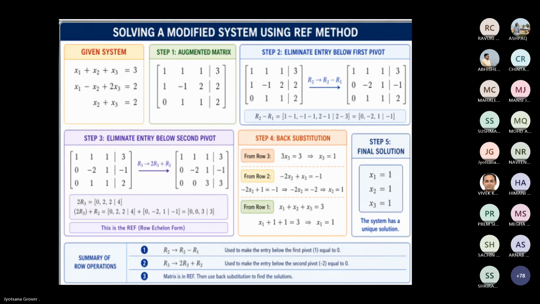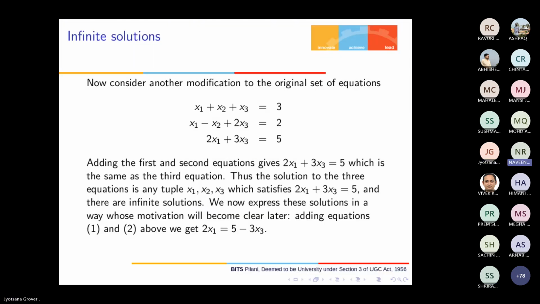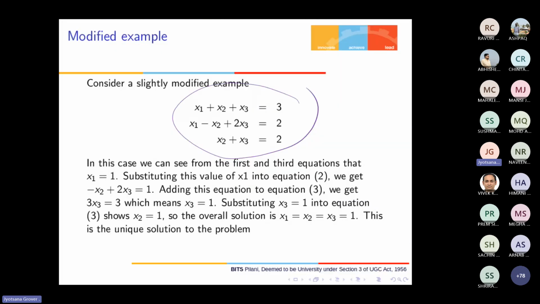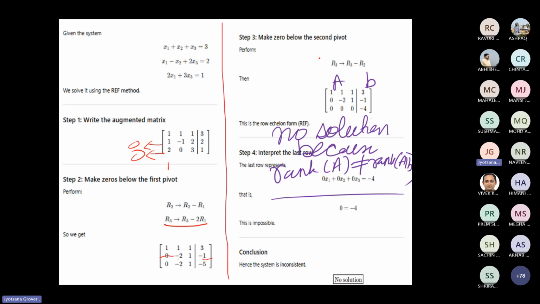I have a question here. I have understood what you have just said, madam, but if rank of A is greater than rank of B, can we still have a solution? No, then you cannot have a solution. I told you, if rank of A is not equal to rank of the augmented matrix, you cannot have a solution.